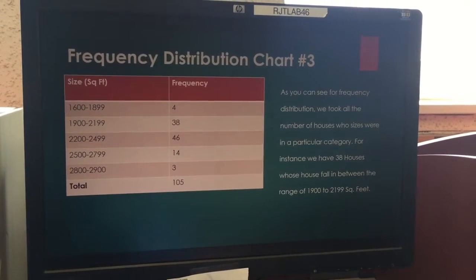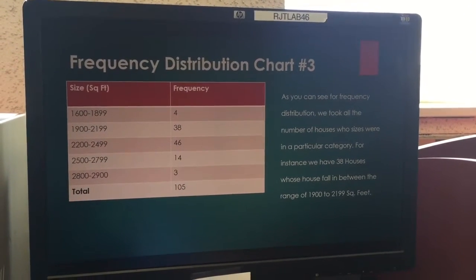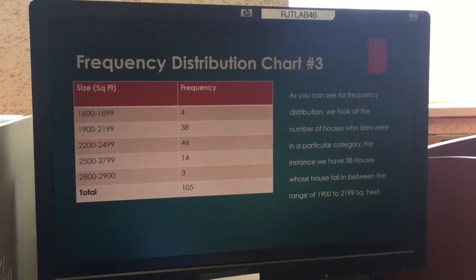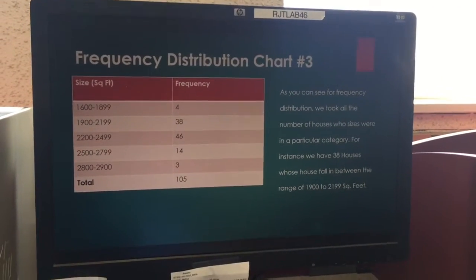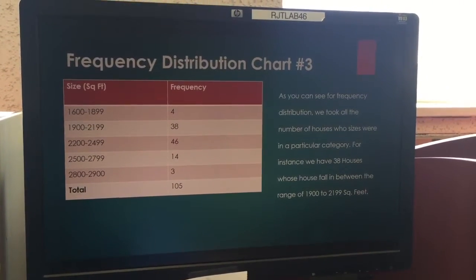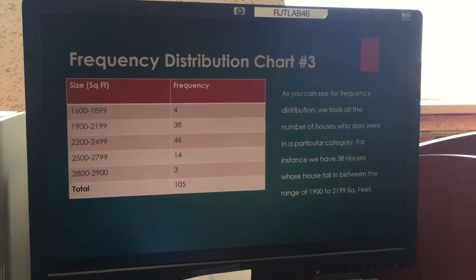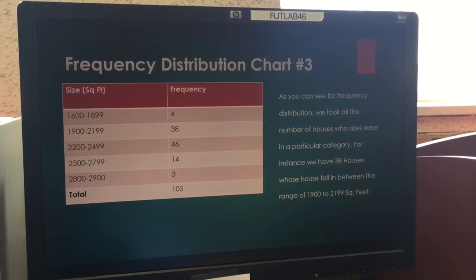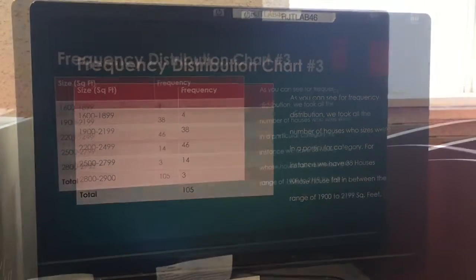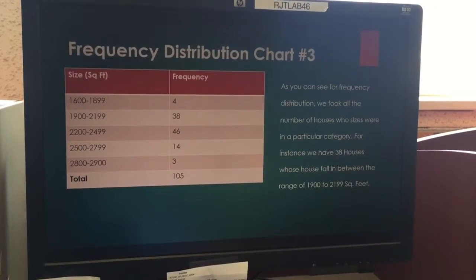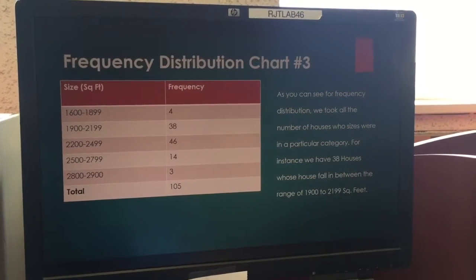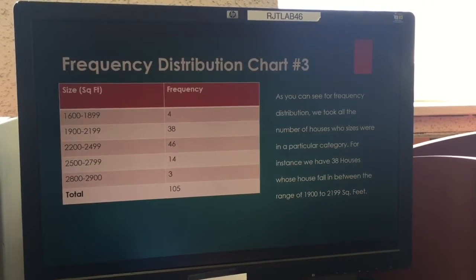So as a frequency distribution chart number 3, as you can see, we took all the number of houses whose sizes were categorized in a particular category, and we implemented them here on the table, as you can see to your left. For example, the biggest frequency of houses, which was 46, fell into the size category of 2200 to 2499, and the lowest amount of houses, which were the big houses, 2800 to 2900 square feet, fall into the frequency of 3.